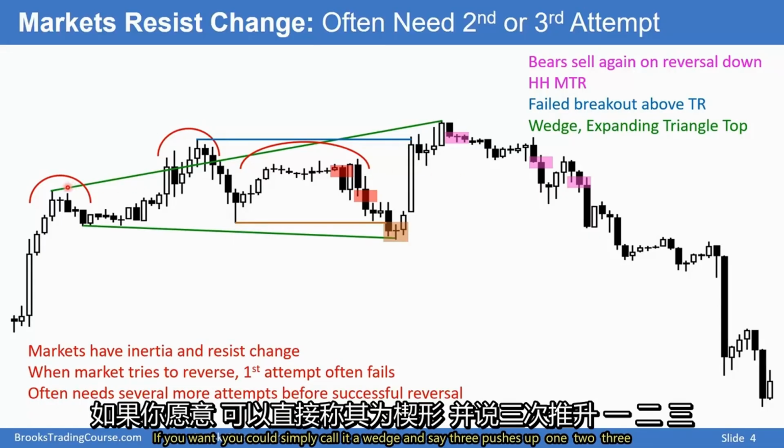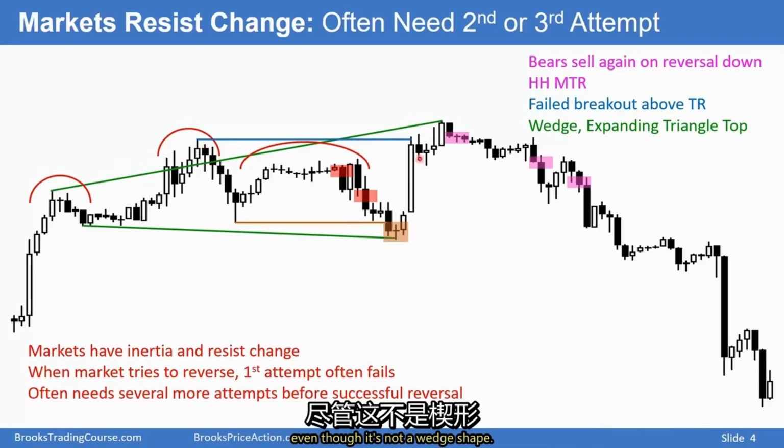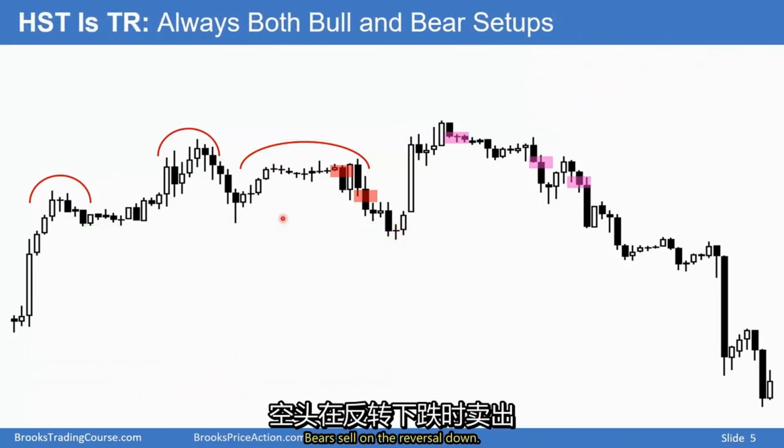If you want, you could simply call it a wedge and say 3 pushes up, 1, 2, 3, even though it's not a wedge shape. Bears sell on the reversal down. We're starting to go down.